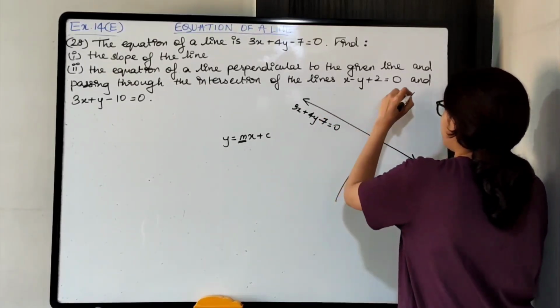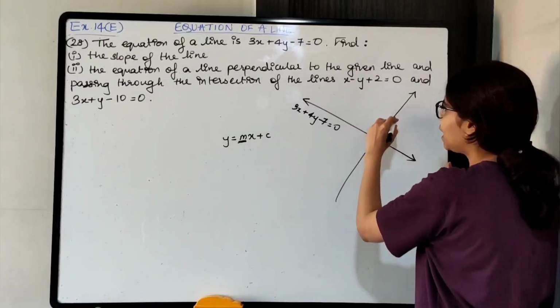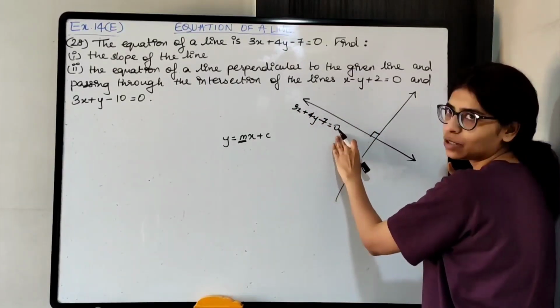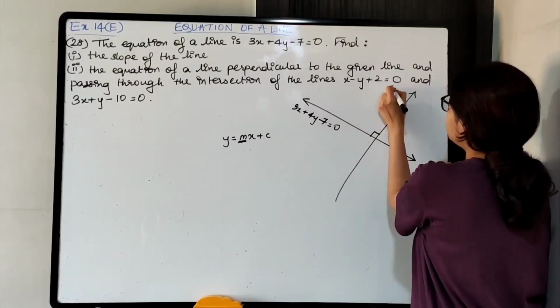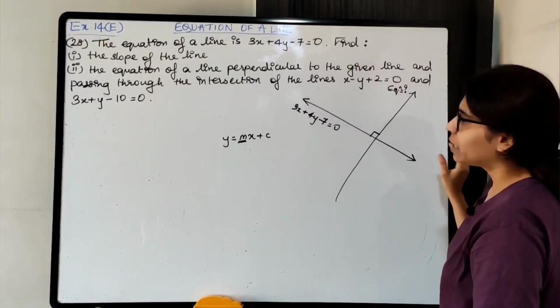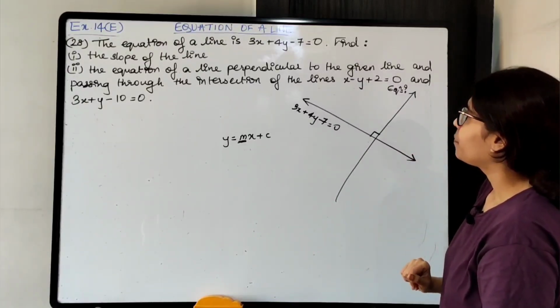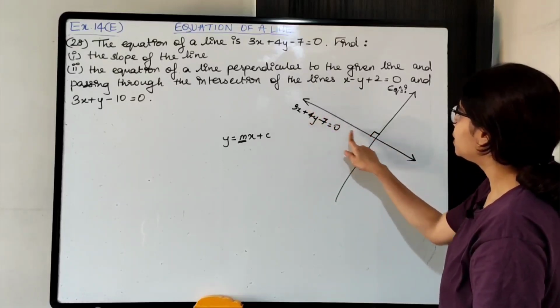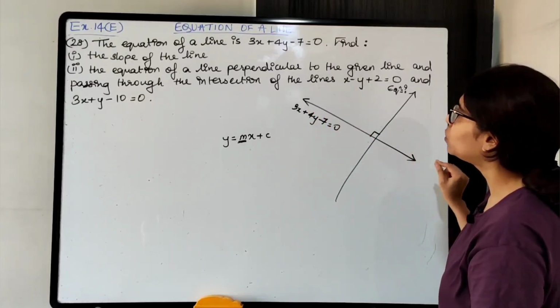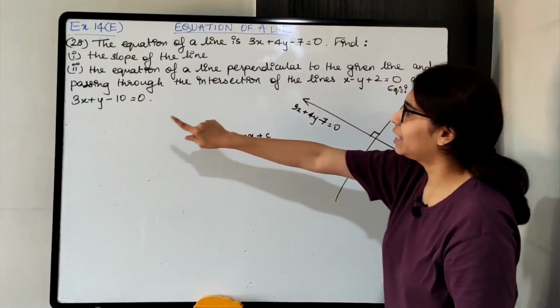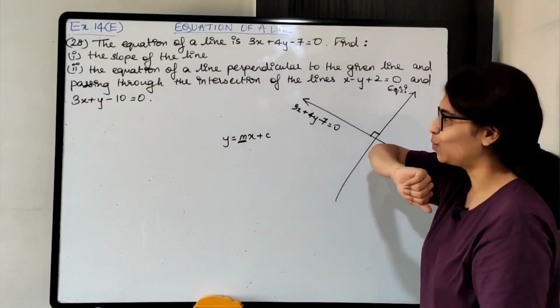So we have to find the equation of the line which is perpendicular to 3x + 4y - 7 = 0. इसका equation find out करना है. Now there is some more information given. Equation of the line perpendicular to the given line and passing through the intersection of the lines x - y + 2 = 0 and 3x + y - 10 = 0.